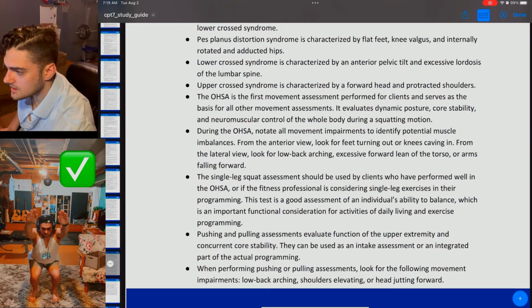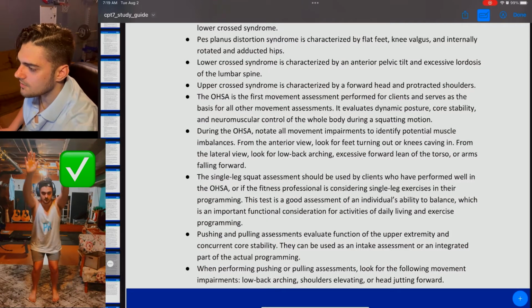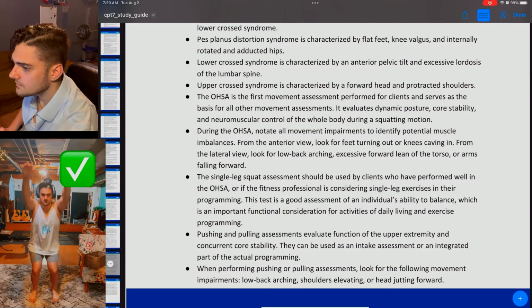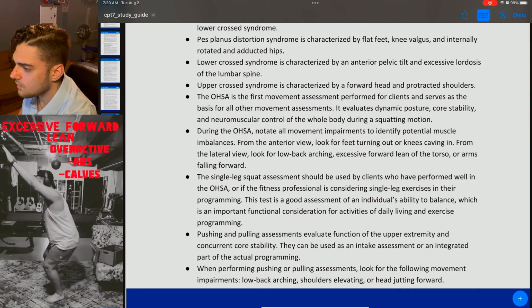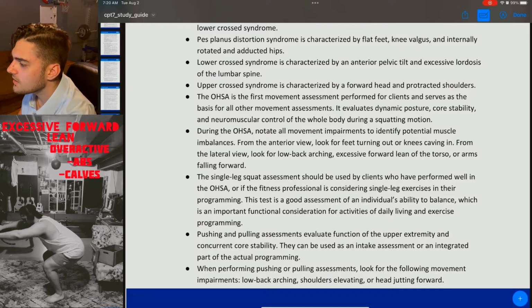During the overhead squat assessment, notate all movement impairments to identify potential muscle imbalances. From the anterior view, look for feet turning out or knees caving in. From the lateral view, look for low back arching, excessive forward lean, or lean of the torso.